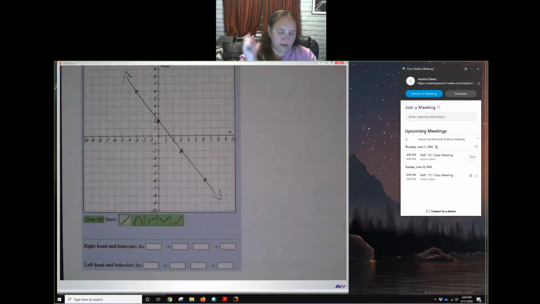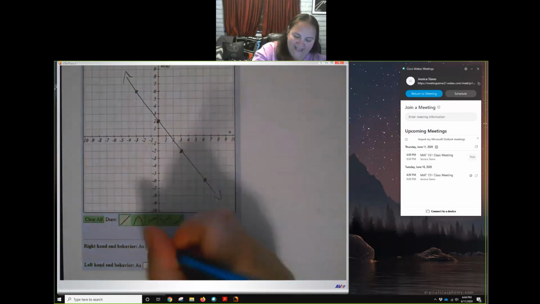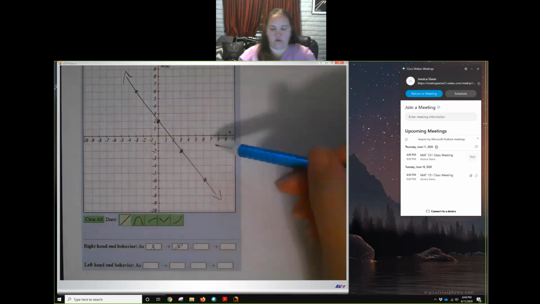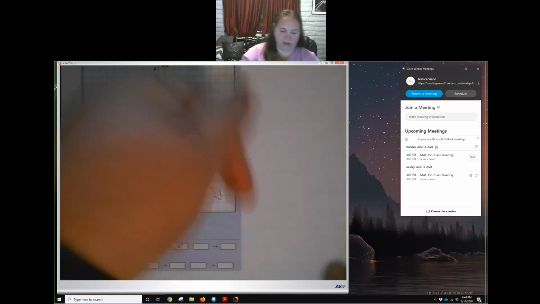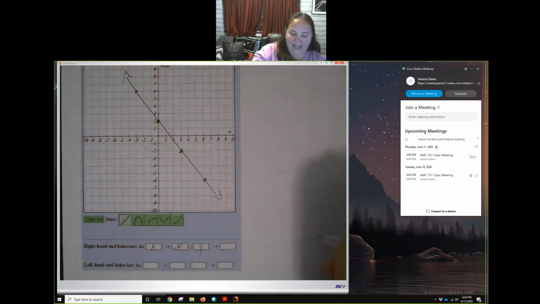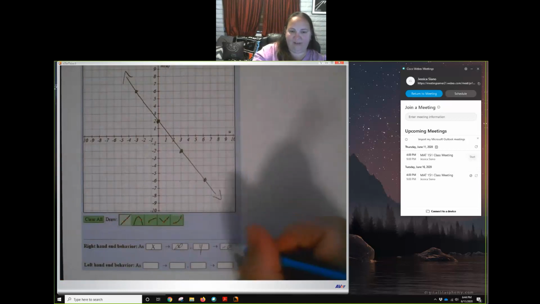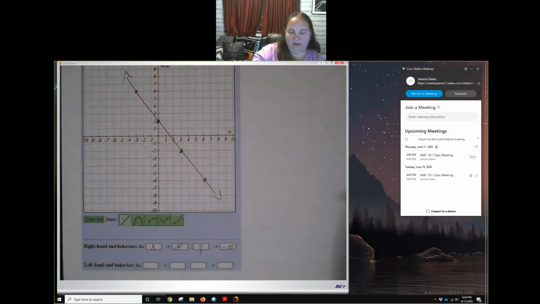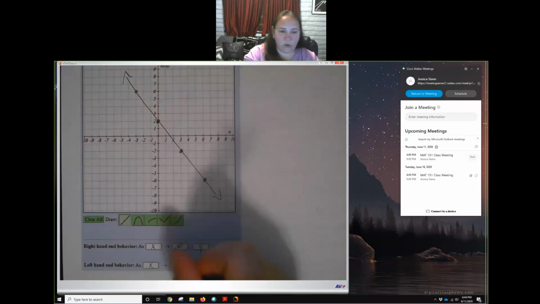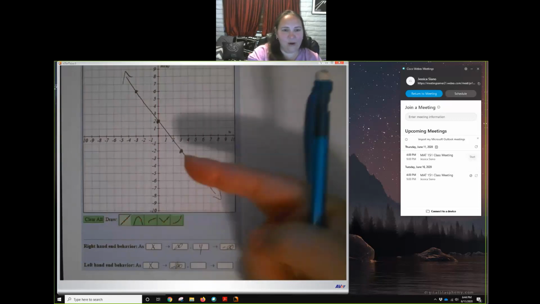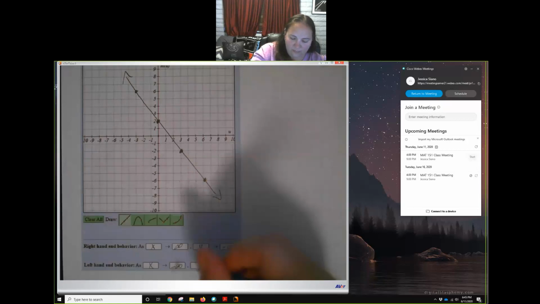Okay. So for the end behavior of this, as x goes towards positive infinity, that means as the function goes this way, is y going down or is it going up? That's what you're asking yourself. And in this case, y is going down, so that's negative infinity. And then we're going to ask ourselves, okay, as x goes this way, y goes up, so y goes toward positive infinity.